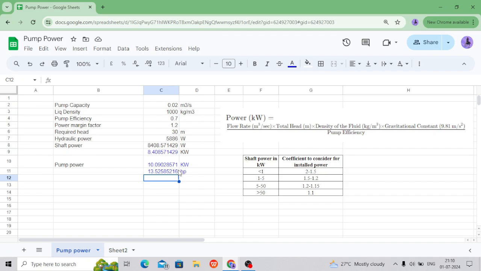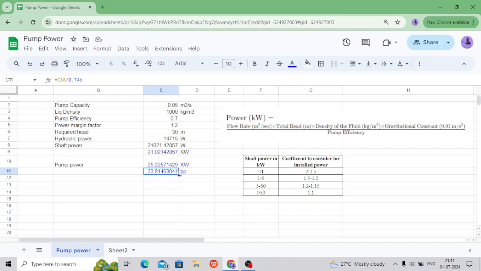And guys, you might be thinking, why are we doing this simple calculation in Excel, right? In this Excel, if we change these terms, then we can directly get the new pump power required. So the calculation of different pump powers will be easy using this Excel. Okay guys, I hope this calculation of pump power is clear to you.